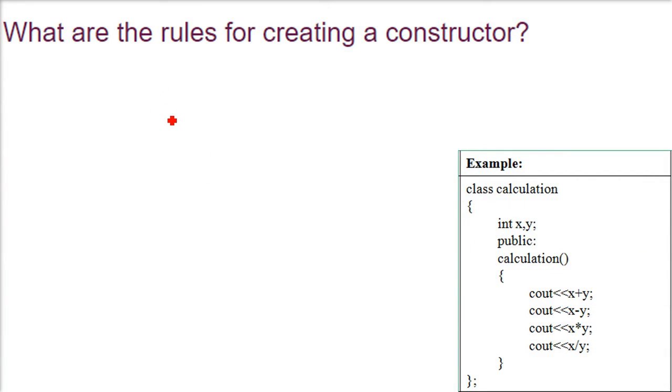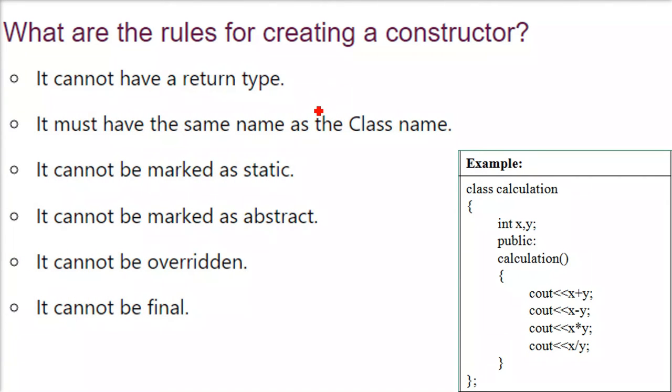What are the rules of creating a constructor? Whenever we are dealing with object-oriented programming, we have a constructor. This is automatically given by the programming language. Whenever we are making a class, this is a template. A class is a user-defined data type. And this is a class called calculation.